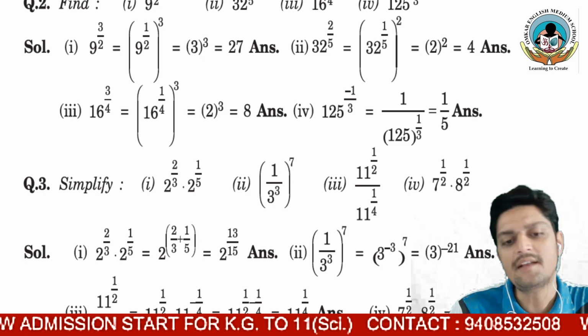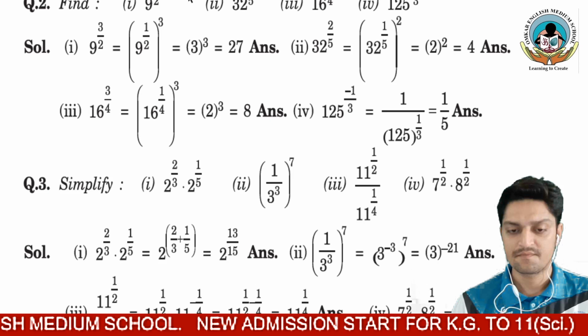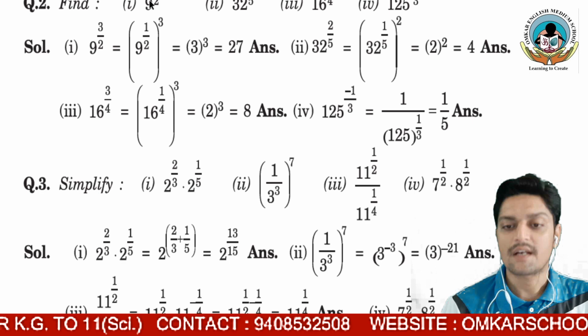3 by 2 means the 3 by 2nd root. But what is it? First you have to find the square root, because every time you have to consider the denominator first. Here 2, so 2 is the denominator, so you have to consider that. Here 5 is the denominator, here 4, and here 3. Whichever number is given, here 9, 32, then 16, and then 125, you have to find that root.